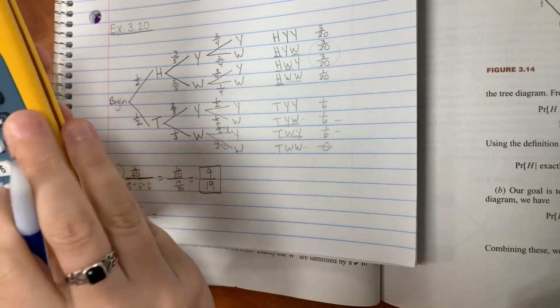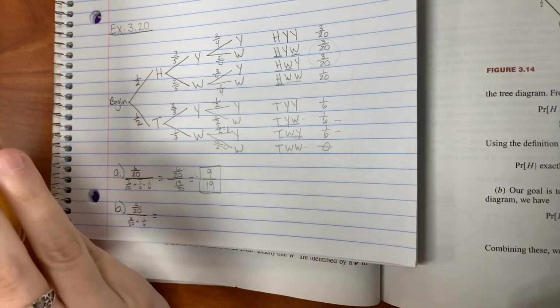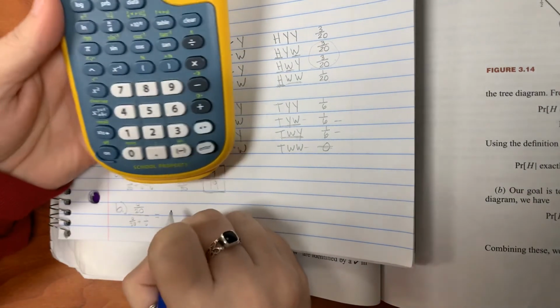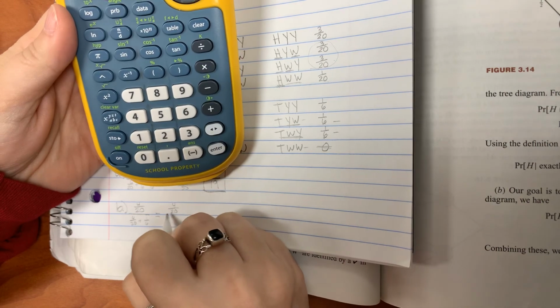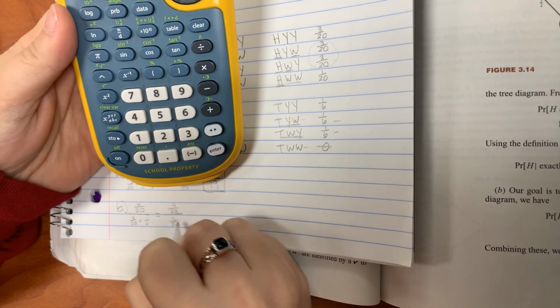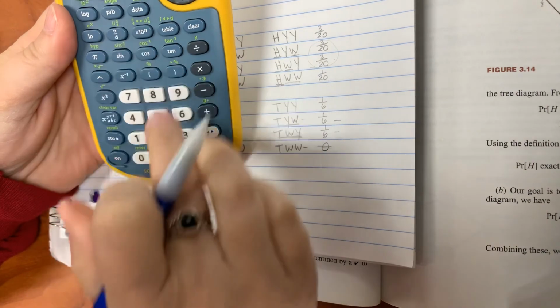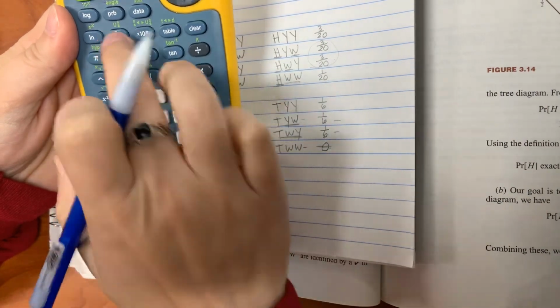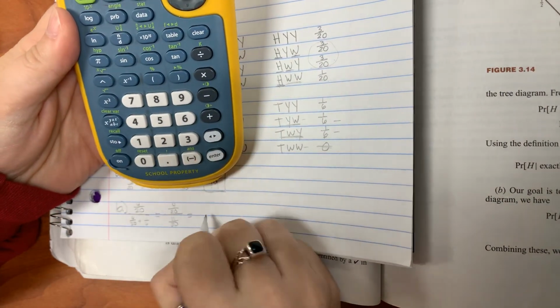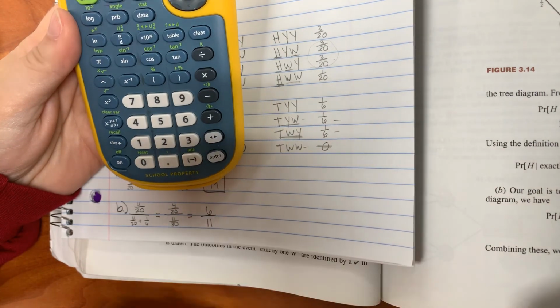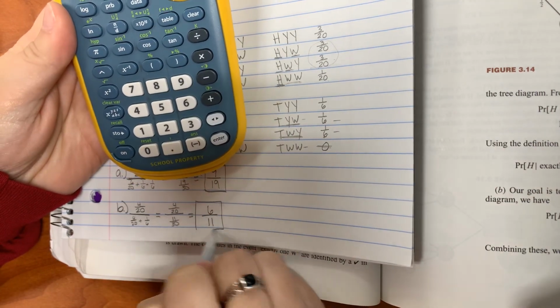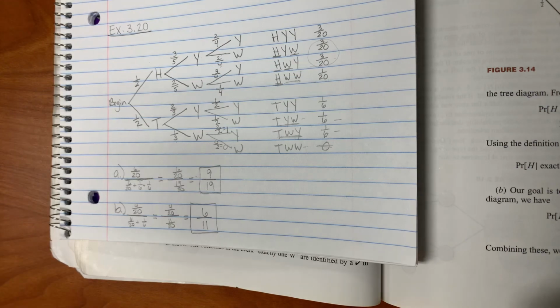So I had a 4/20 and a 1/6 as an option for that second ball being white. Okay, so 4/20 plus 1/6 gives me 11/30. Okay, so 4/20 divided by 11/30 gives me 6/11. That's that probability. Okay.